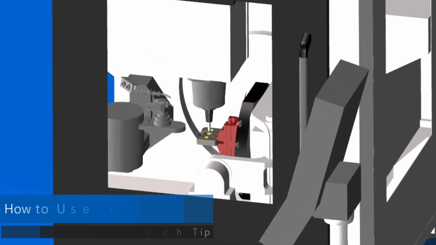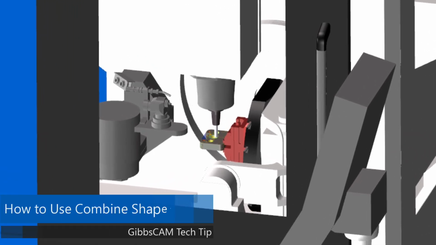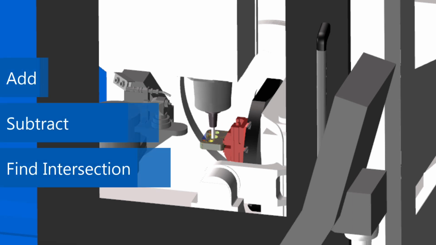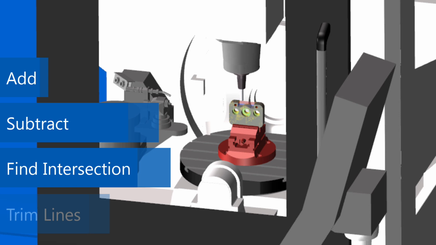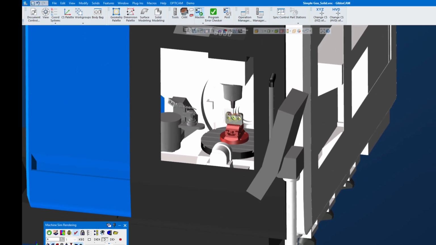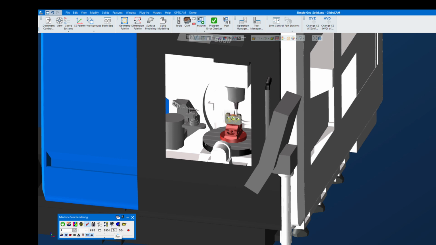In this Tech Tip, we're going to talk about something called Combine Shapes. This allows us to add, subtract, find the intersection of geometries, whether you read them in or create them inside of GibbsCAM. It also allows you to trim lines inside or outside of your geometry. With that, let us begin.